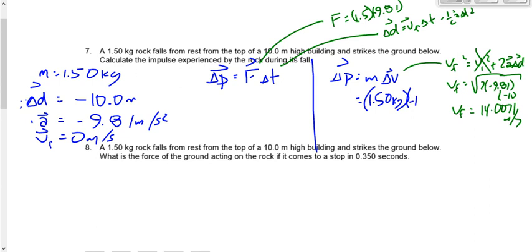Subtract the initial, which is 0. That works out to be an impulse of negative 21.0107 Newton seconds, or around that to 3 digits, negative 21.0 Newton seconds. Interesting here, I want to ask you about the sign. We got a negative value for this. That means something. Negative and positive are never random. What does the negative mean here?